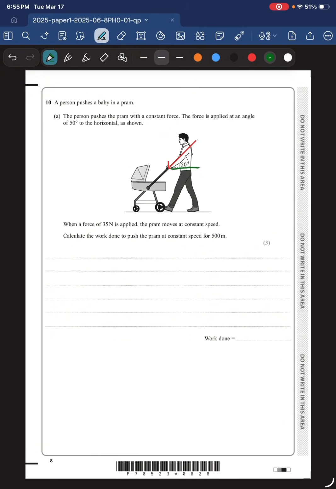The force is this one, and we can analyze it into a horizontal component, let me use green, which is equal to 35 newtons times cosine of 50 degrees, which is equal to 22.5 newtons. And we also have a vertical component, this one, which is equal to 35 newtons times sine of 50 degrees.